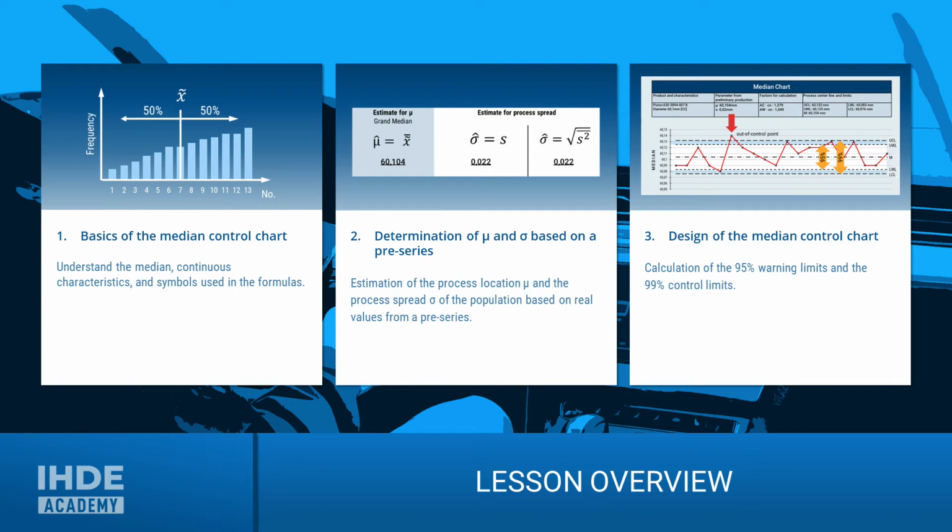This lesson is divided into 3 chapters. In the first chapter, we get an overview of the different mean values and the essential elements of a control chart for medians. In the second chapter, the process location and the spread of the process are calculated on the basis of the data from a pre-series. And in the last chapter, the actual control chart is created and the warning and control limits are calculated.